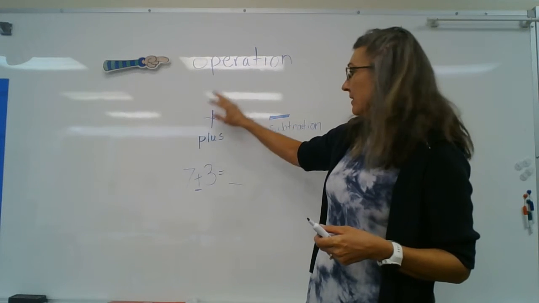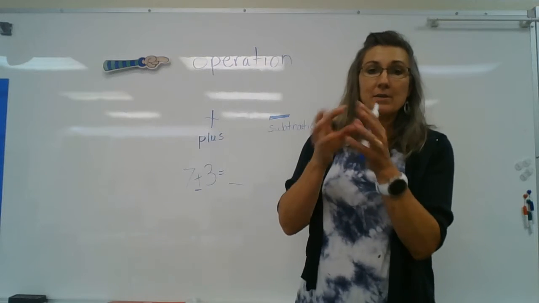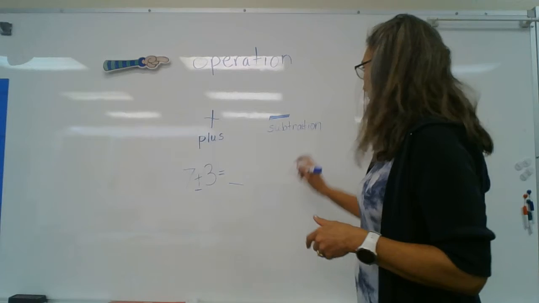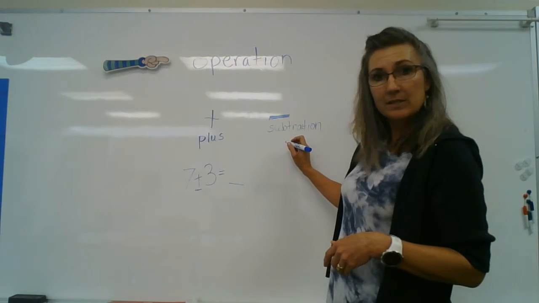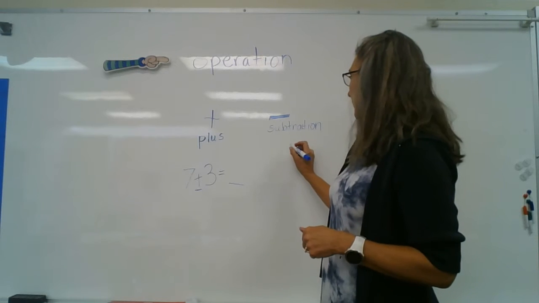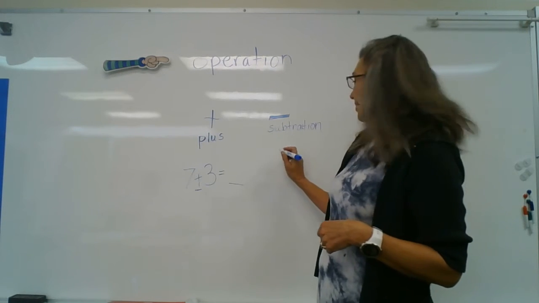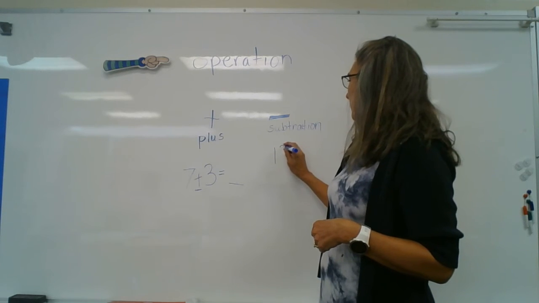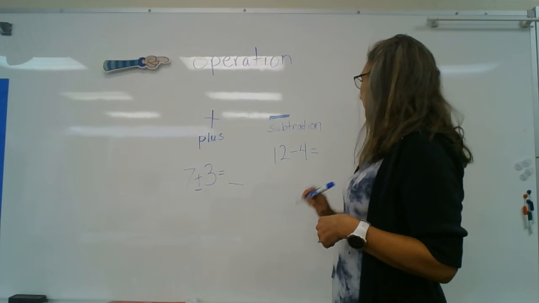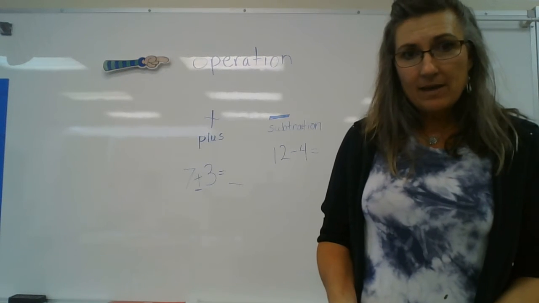Is it going to be that I'm putting things together, I'm adding, or is it going to be that we're taking things apart, that we're going to take away? We need to look to see what the symbol is, because that's going to tell us what operation we're doing, what activity we're doing. So if it's subtraction, I think one of the problems was 12 minus 4. That subtraction tells us that we're going to take away.